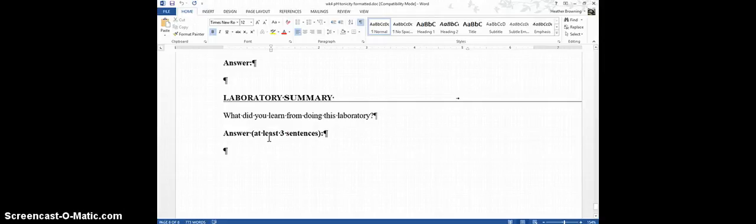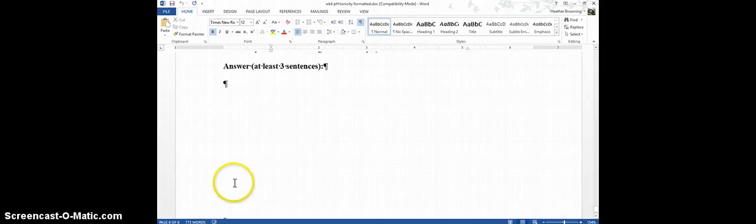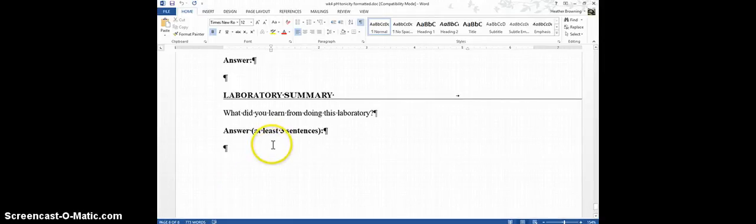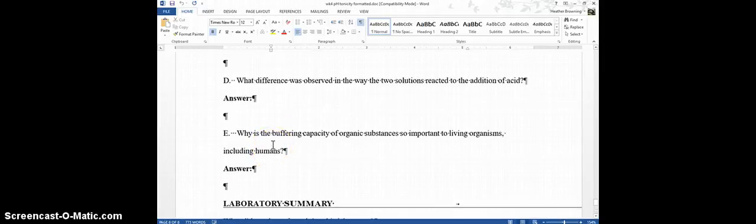And then the laboratory summary. This is always 3 sentences, and then add a reference if you need to. That sounds about like it. Usually people have the hardest part with the buffering part, just because you can get weird results. That's why you always have to check everybody else's results too. Hopefully a common trend will emerge.